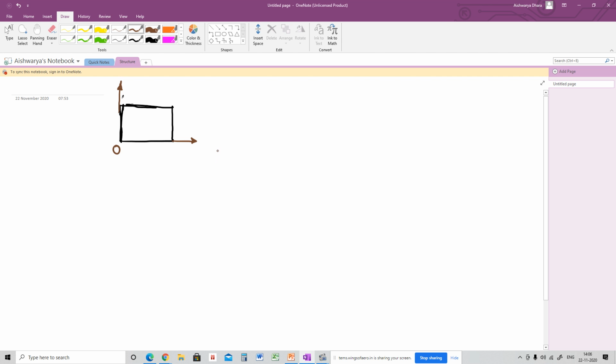Now this body, I'm placing it over here at this particular origin. Now let's consider this body is subjected to different kinds of loading system.